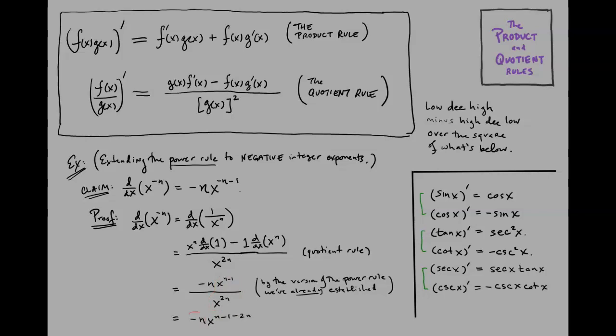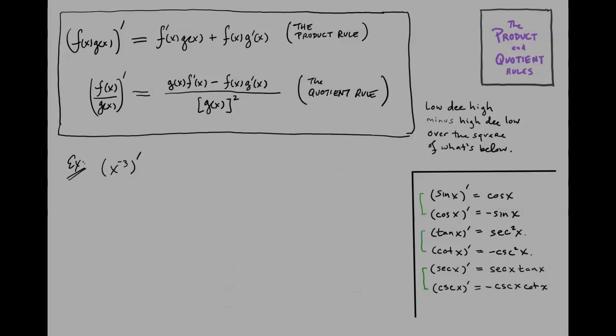Doing so gives us minus n, that's just that factor there, times x to the n minus 1 minus 2n. And now we can do the arithmetic right there and all of this becomes minus n times x to the minus n minus 1, because that n minus 2n gives me minus n. And that is precisely what I was claiming it should be, as claimed, and we are done. So now we know that our power rule holds for all integer exponents, positive or negative.